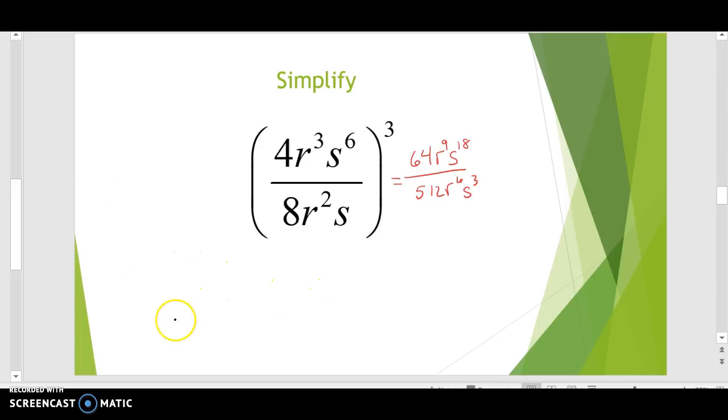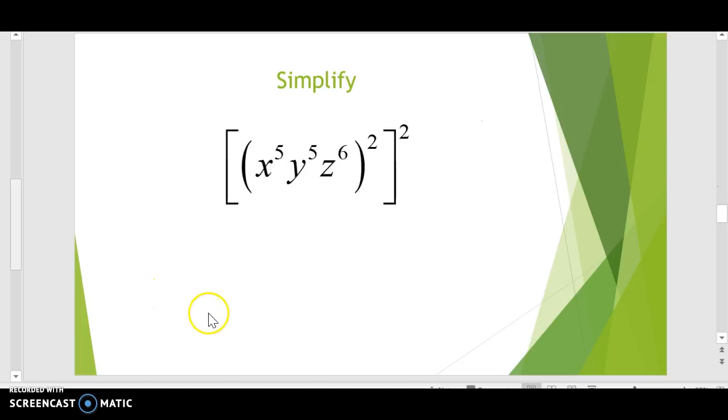But now I have some simplifying to do, right? 64 divided by 512 can be reduced, right? So 64 over 512 is going to give you 1 over 8. But then I have 6 r's on bottom, 9 on top. So if I cancel them out, I have r to the third up top. Cancel these 3 s's out. How many do I have left on top? S to the 15.